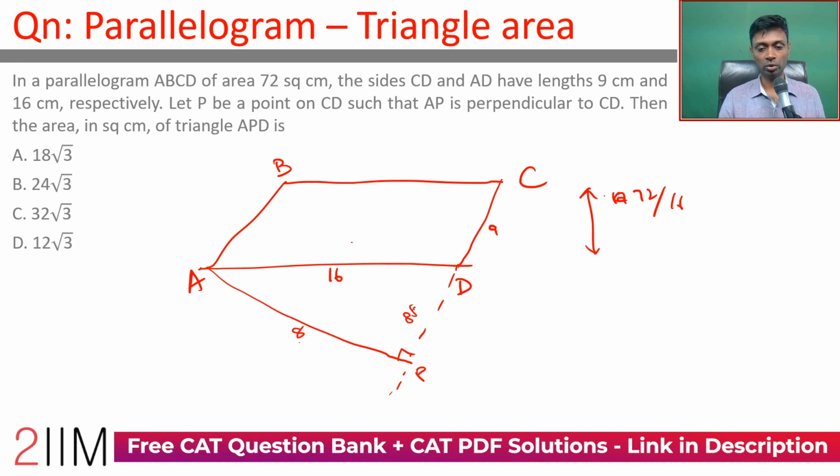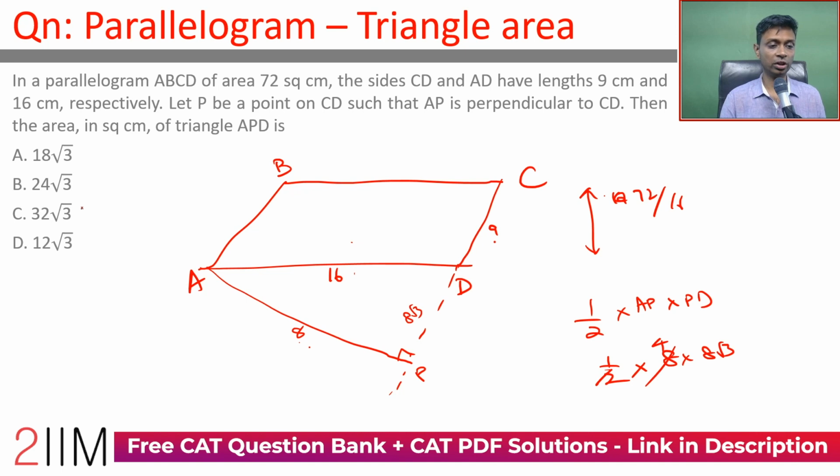This should be 8 root 3. We're talking about 1 is to root 3 is to 2. The 30, 60, 90 triangle. 1, root 3, 2. This is a right angle triangle. This is 16, this is 8. How is this 8? Because base into height is area. This is 9, this should be 8. 8, 16, this should be 8 root 3. Area of triangle APD is half into AP into PD, half into 8 into 8 root 3, which is 32 root 3. Wonderful.